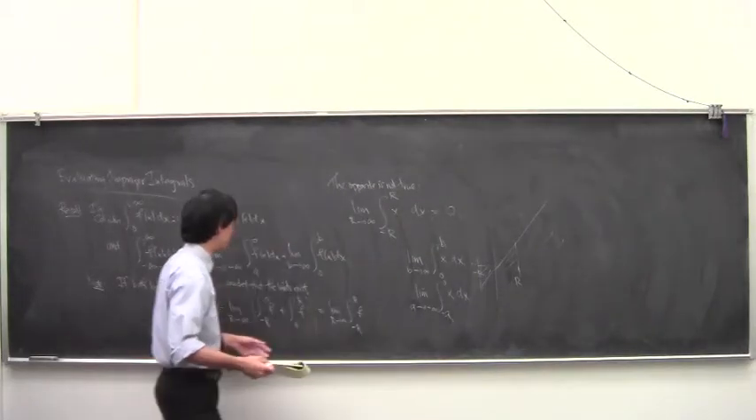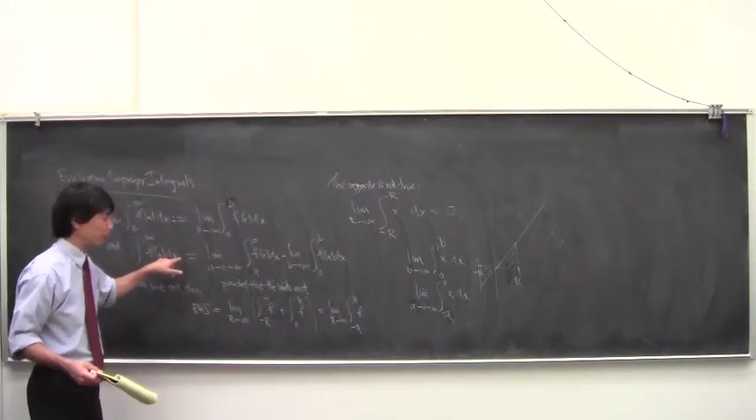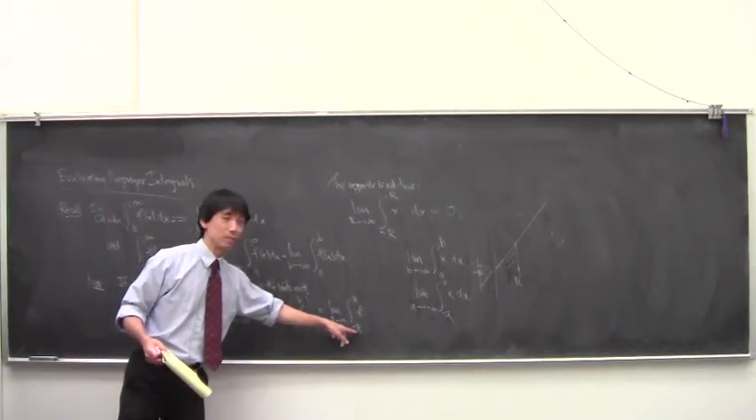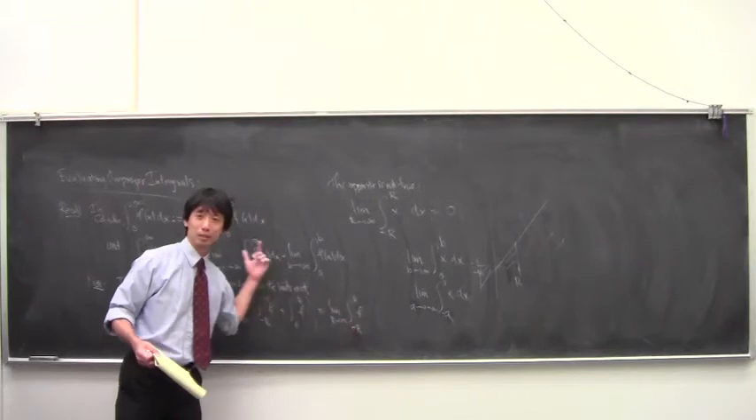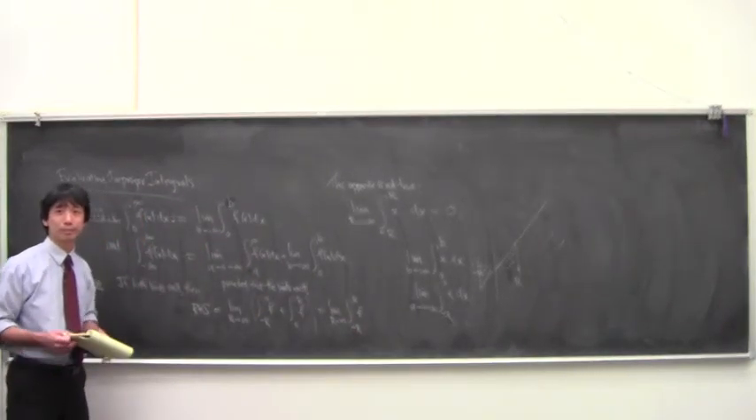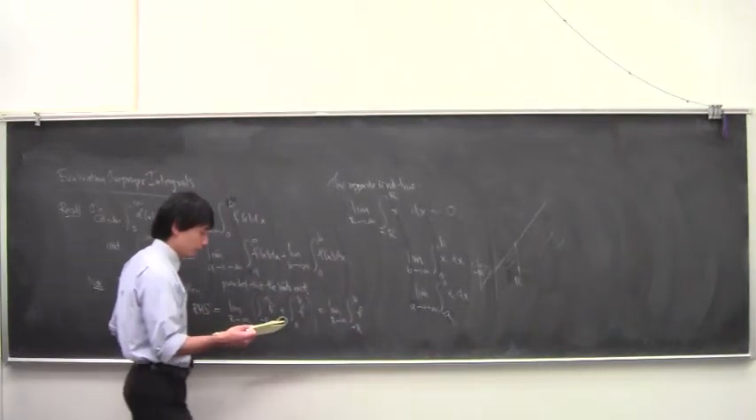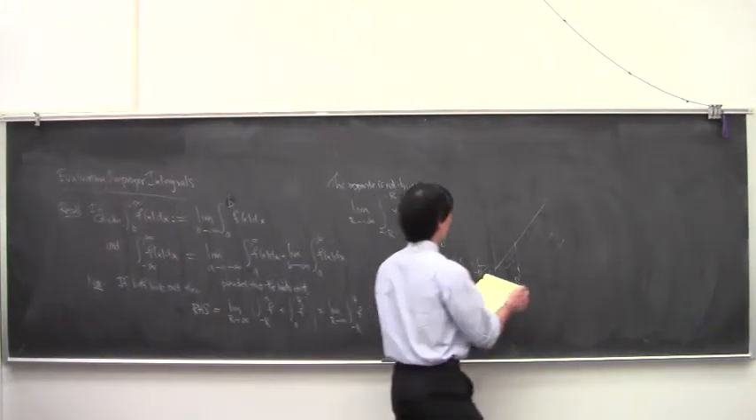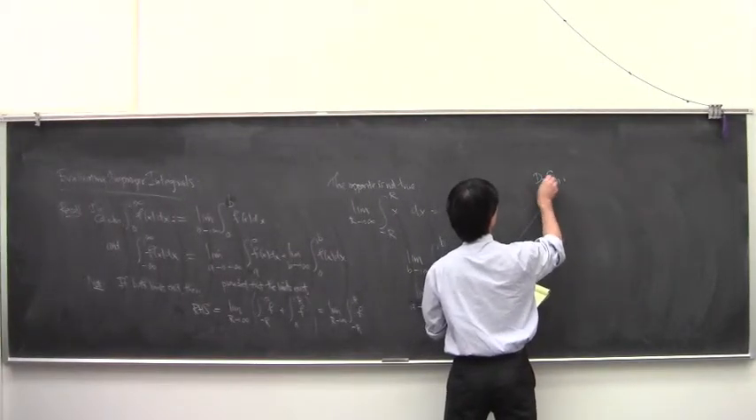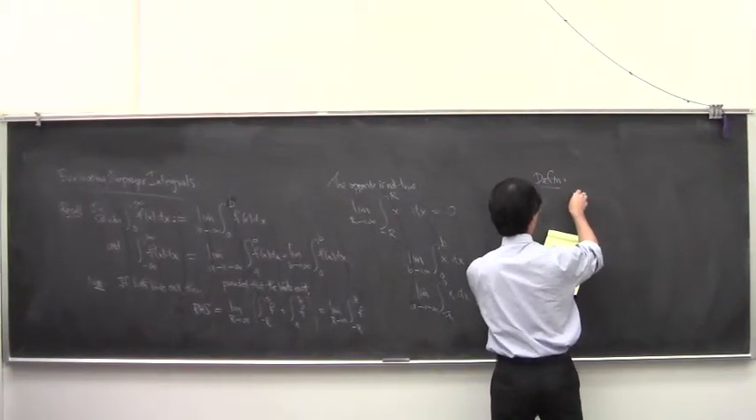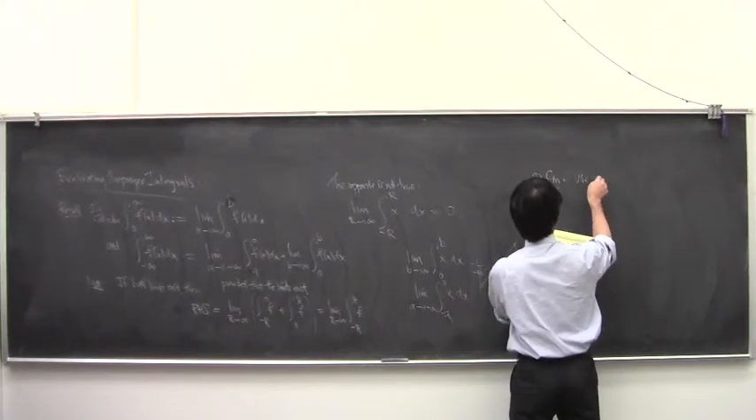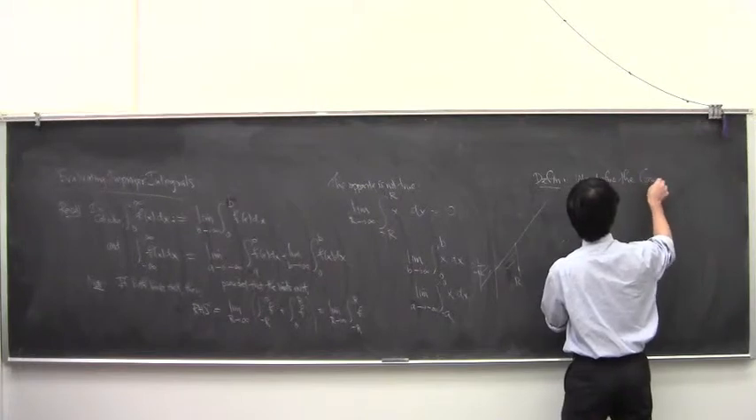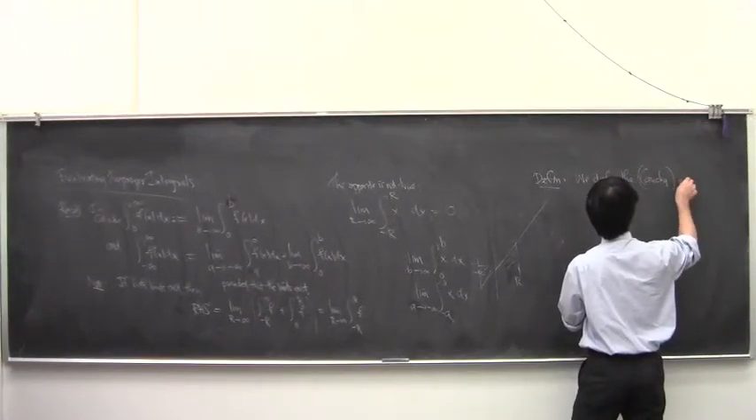Okay, so again, if this limit exists, then you can evaluate it in this way. But this limit existing doesn't mean that the integral converges. So there's a name for this sort of thing. It's called the Cauchy principal value.